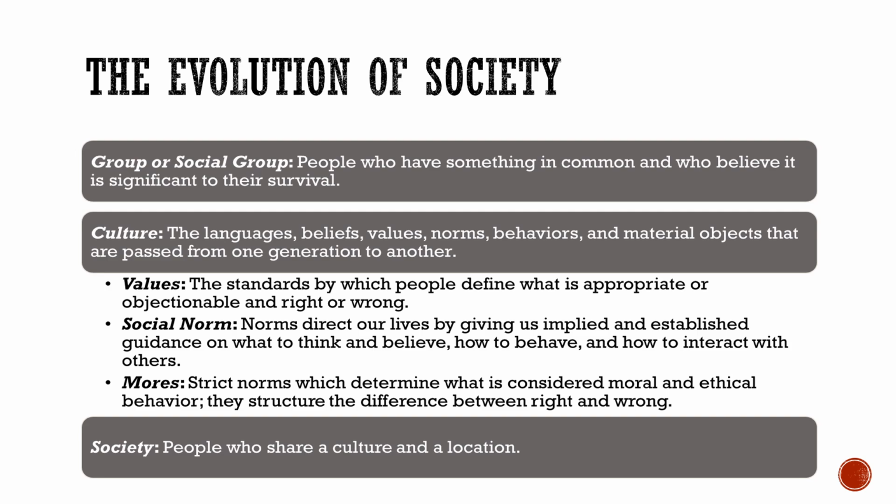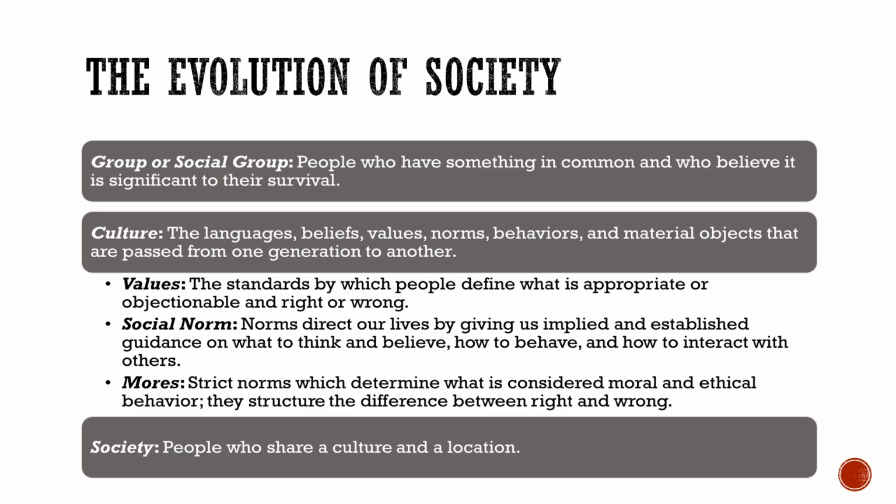So let's look at the evolution of society. We first start off as a group or a social group, which is people who have something in common and who believe it is significant to their survival. This could be, we're talking back to the early evolution of the human species, when we're looking at small groups, small bands of individuals that are basically trying to live off the land. And they see the safety within that group, because to be ostracized from that group would likely result in your death. Now, over time, we're going to see that that group is going to expand.